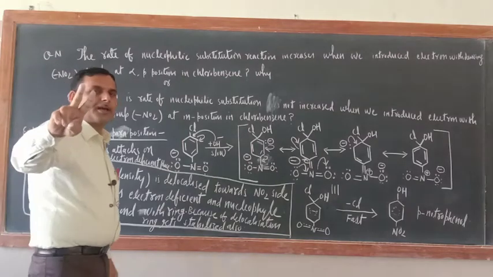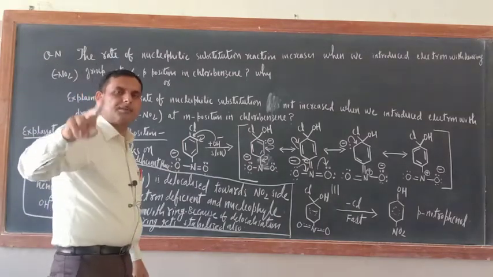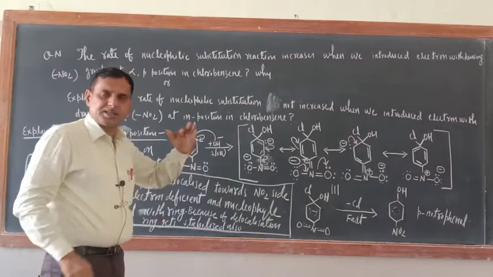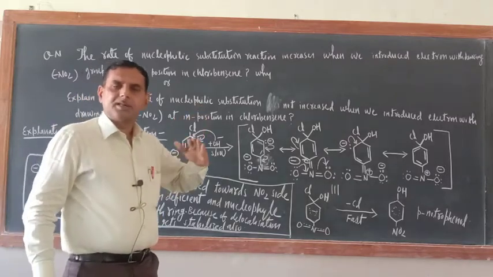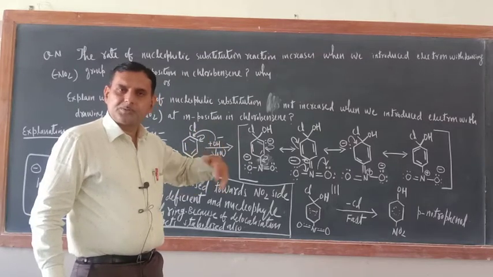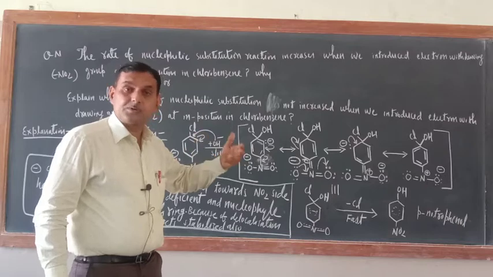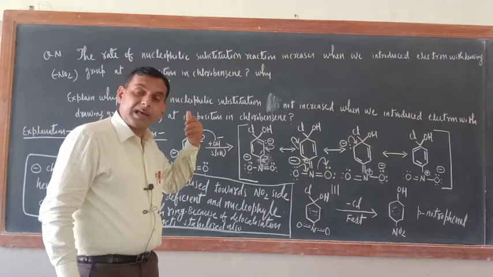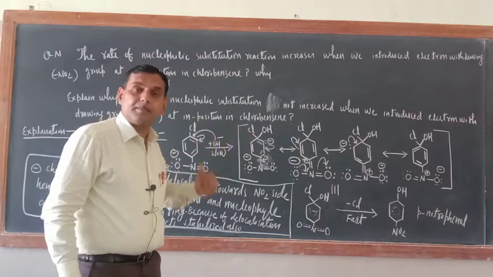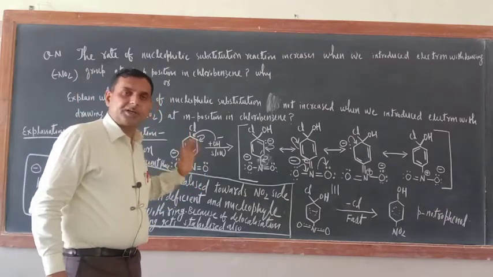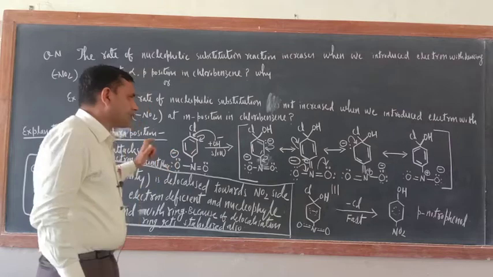Just see, yesterday I gave you the example of the reaction of aqueous NaOH with chlorobenzene. The rate of nucleophilic substitution reaction increases when we introduce an electron withdrawing group like NO2 at the ortho and para positions. But in the meta position it does not increase. So their explanation I have to give here.